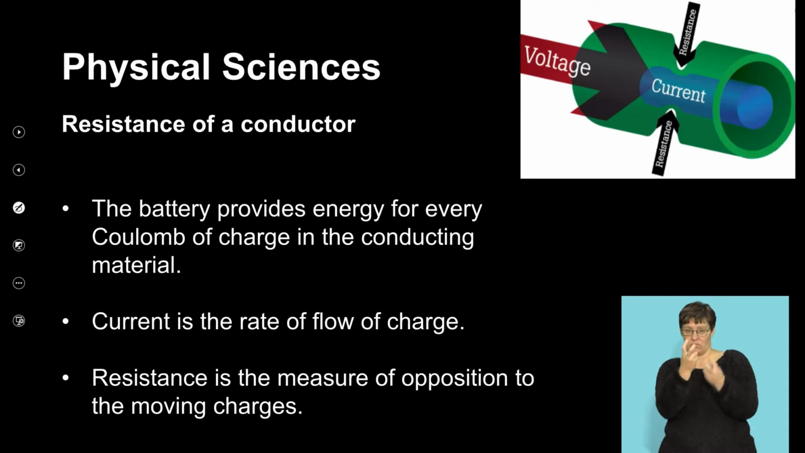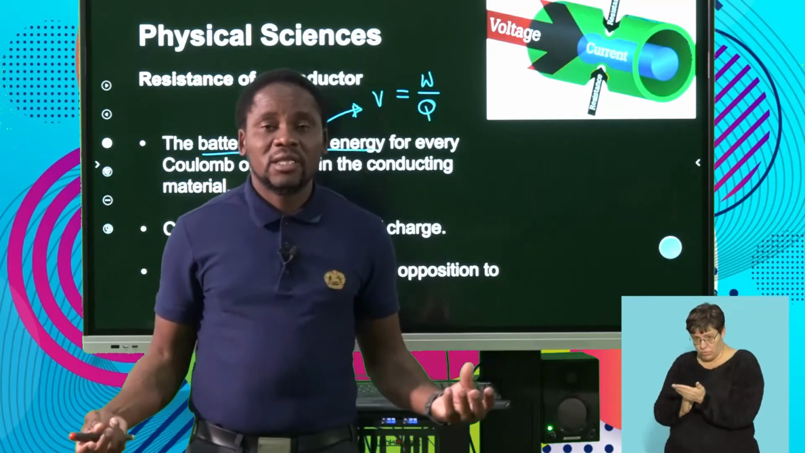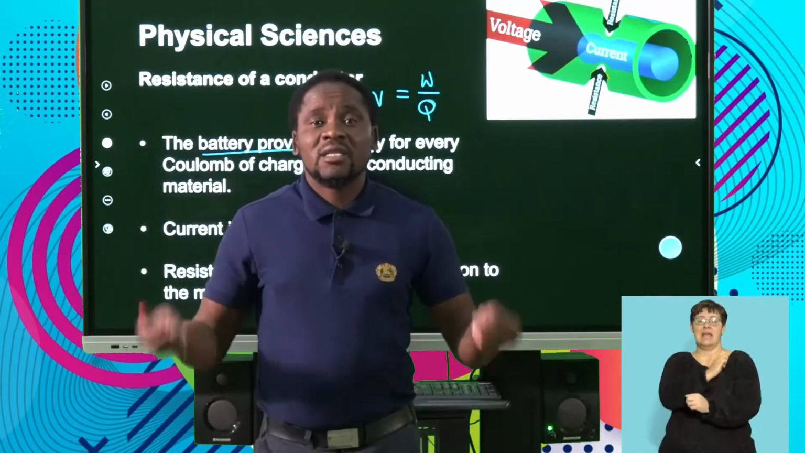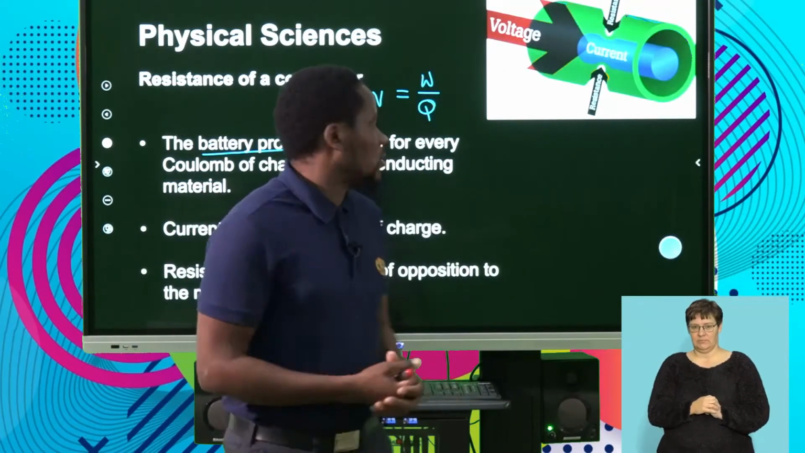The battery is the primary source of energy. The battery provides energy for every coulomb of charge in the conducting material. Remember, the battery is the source of energy, because we know that voltage is equal to work done, or energy, for every coulomb of charge. That's why we're saying the battery provides energy for every coulomb of charge. For this charge to move through a conducting material, there must be some energy, and this energy primarily comes from the battery or the cell.